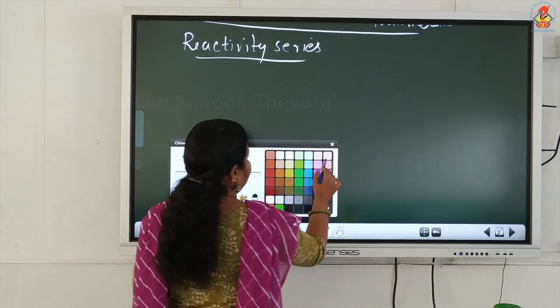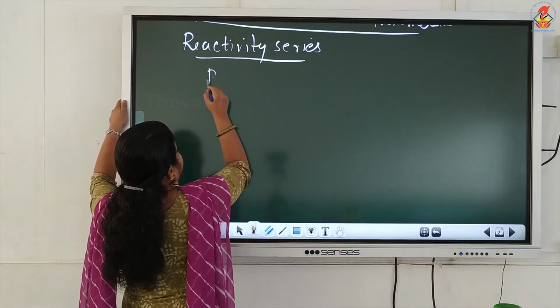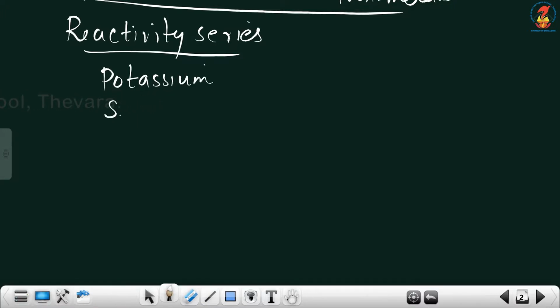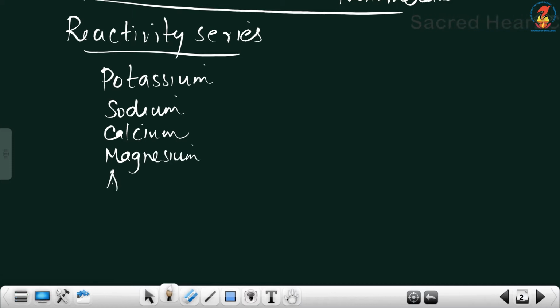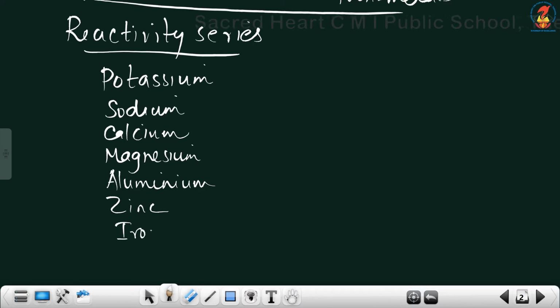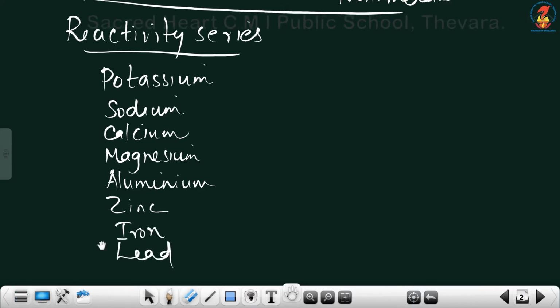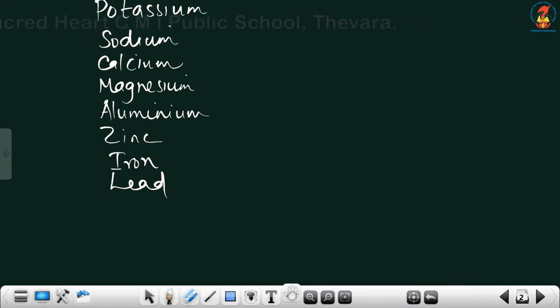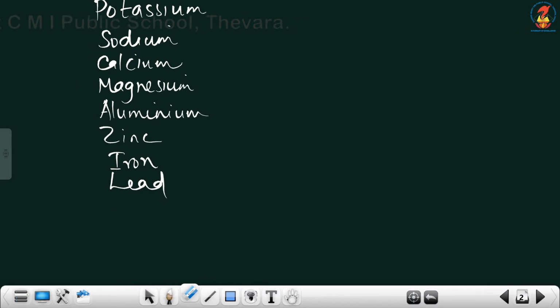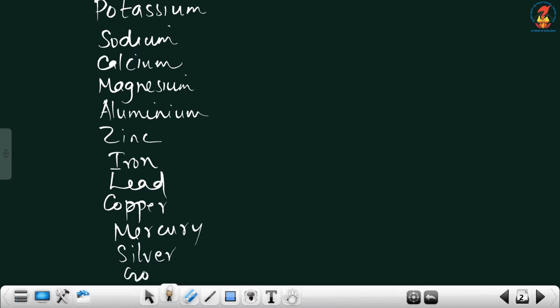Reactivity series. On the top of the series we have reactive metals like potassium, the most reactive metal, followed by sodium, calcium, magnesium, aluminium, zinc, iron, lead, copper, mercury, silver, and the last one. You have to learn only this much of elements, but there are more.